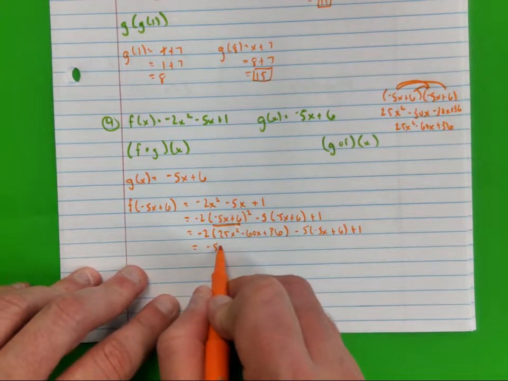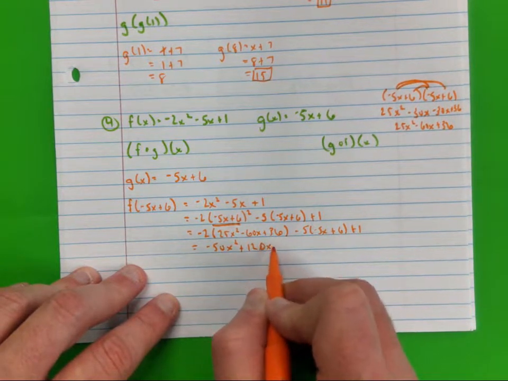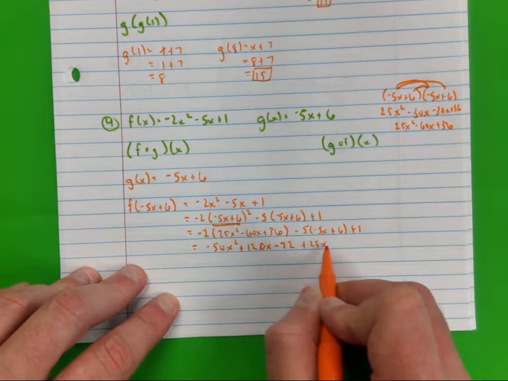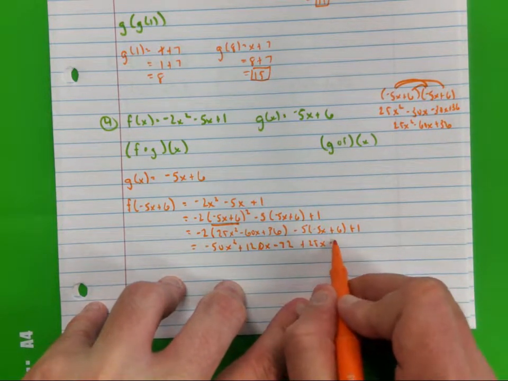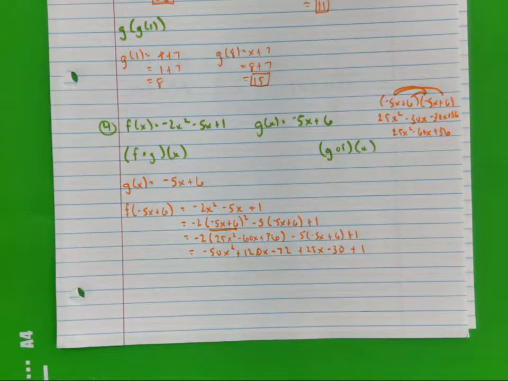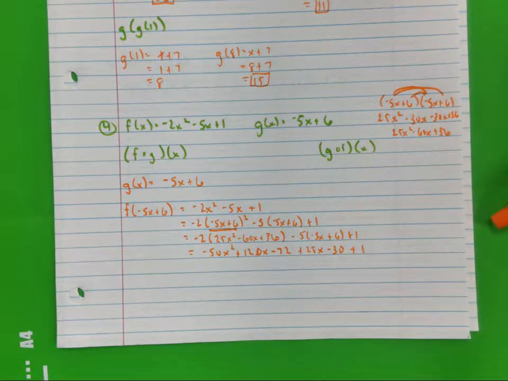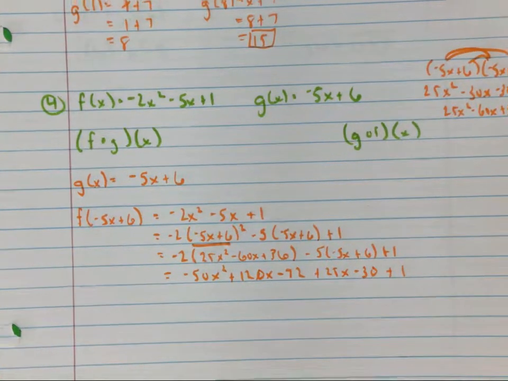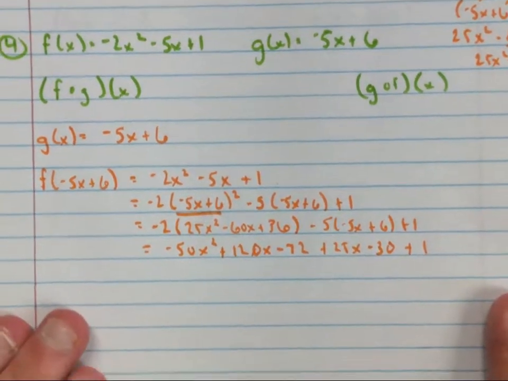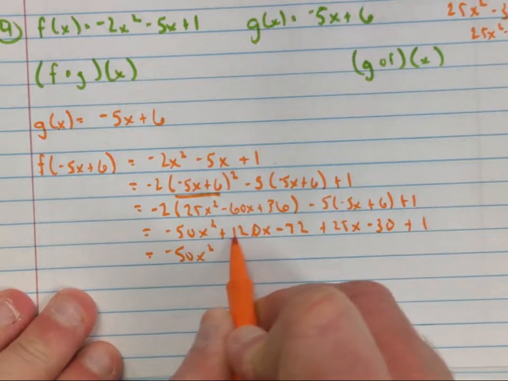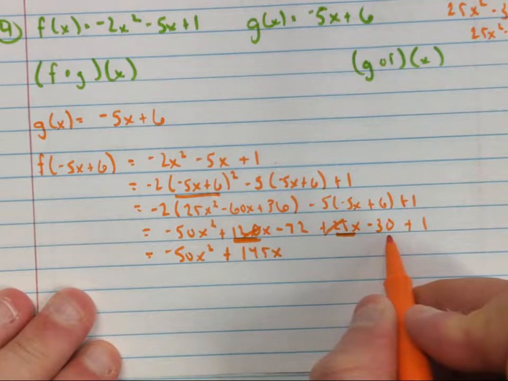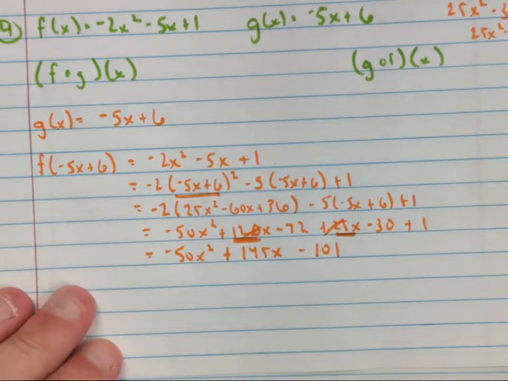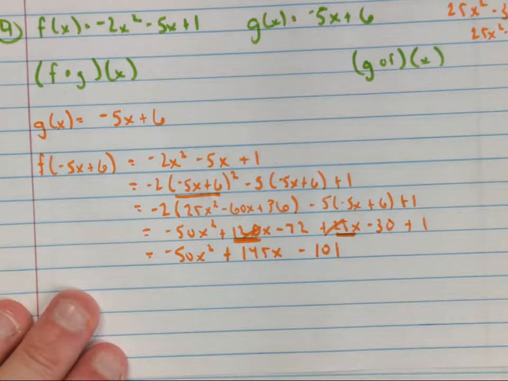Now I'm going to distribute. Minus 60x plus 36, I'm going to put that back into there. Now can I clean it up a little bit? I can't join anything with that negative 50x squared, but this 120 and this 25 will give me what? 145x. Negative 72 and negative 30 gives me negative 102, plus 1 will be a negative 101. Now, is that as far as I can go? Yes, that is my answer for f of g of x.